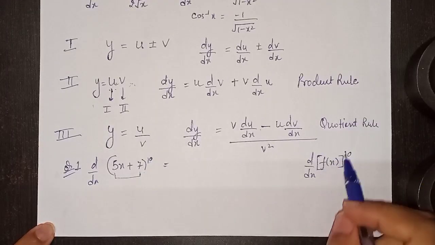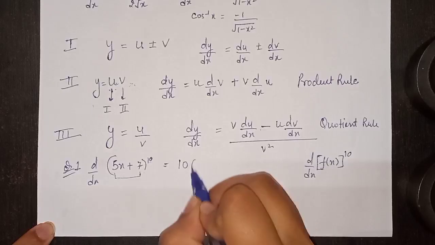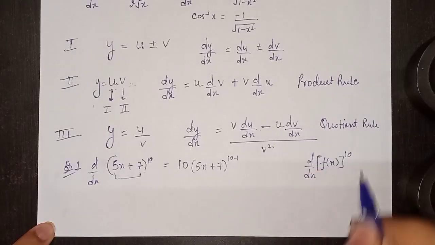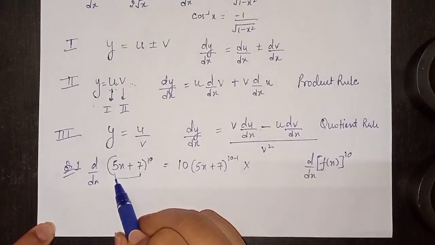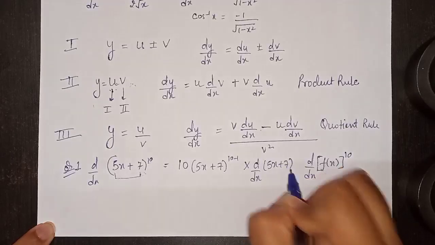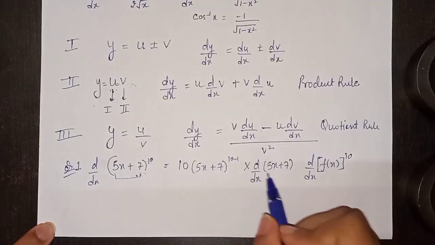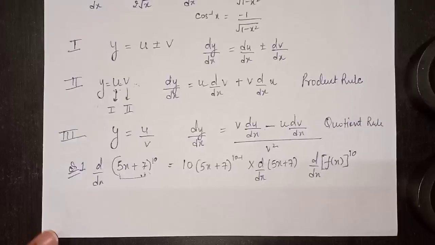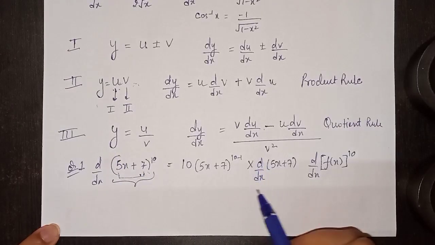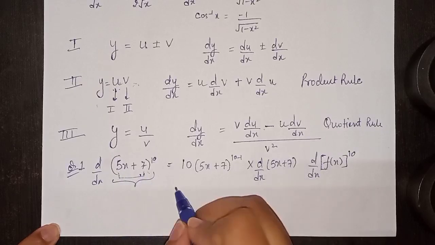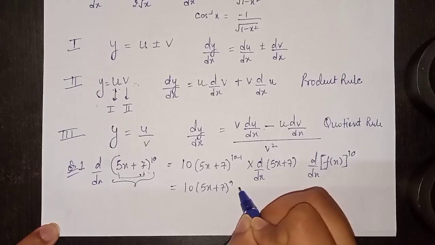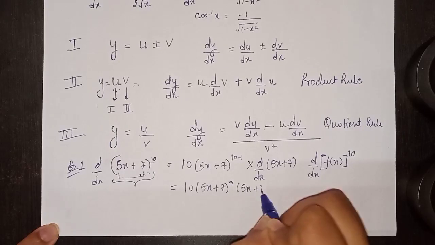So we have to differentiate this. This becomes 10 (5x plus 7) whole to the power 10 minus 1, that is n minus 1, into again differentiation of 5x plus 7, because this is the inner function, so we have to differentiate it again, right? Like we differentiated this whole, and after that you have to differentiate this inner function. 10 (5x plus 7) whole to the power 9 into d by dx of 5x plus 7. Now you can solve it.